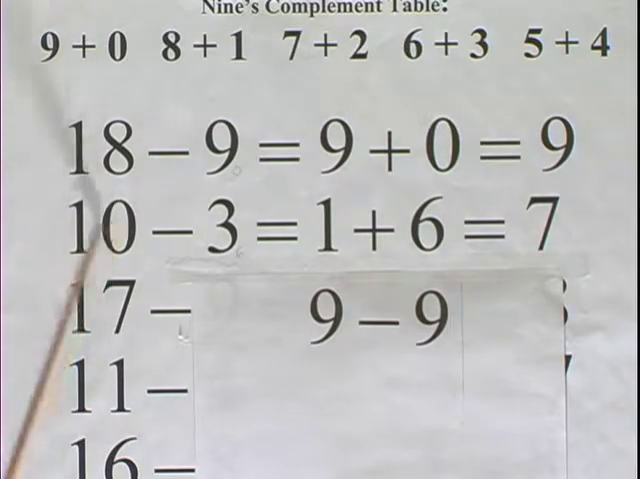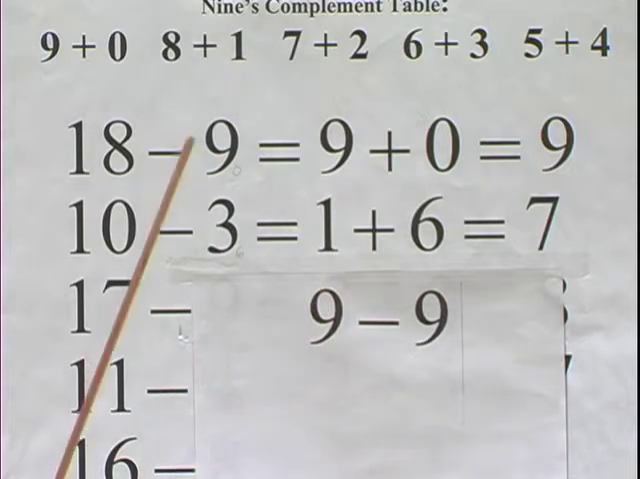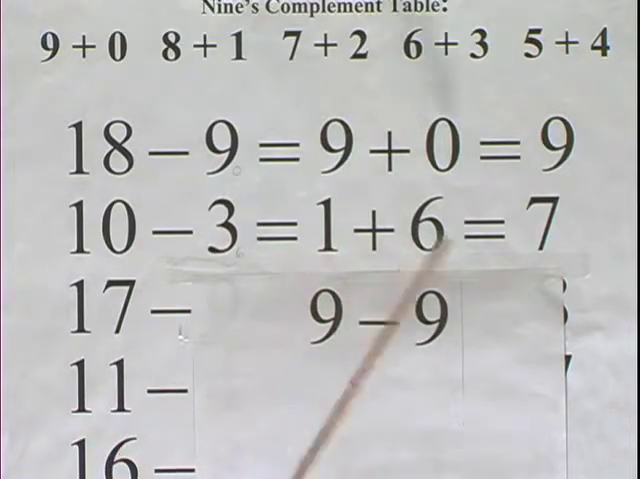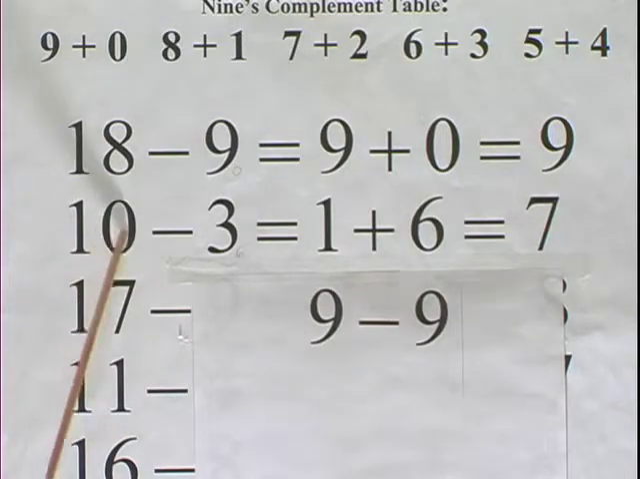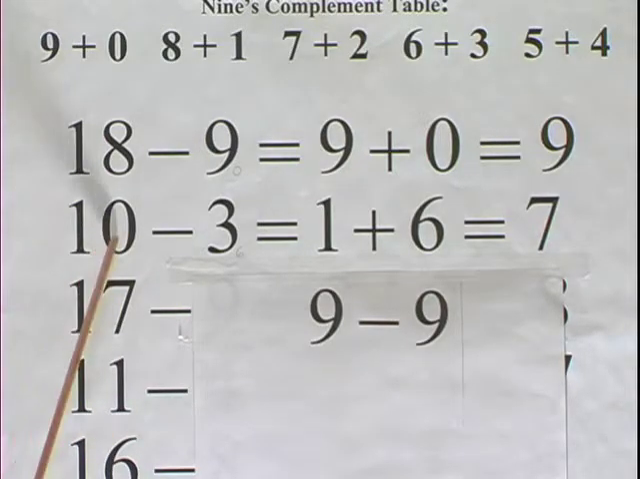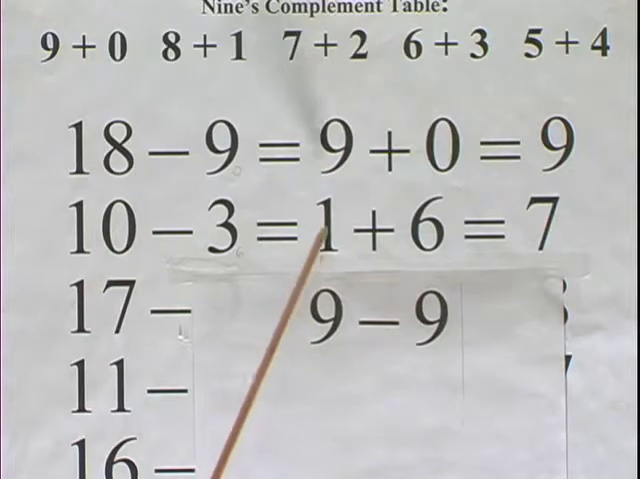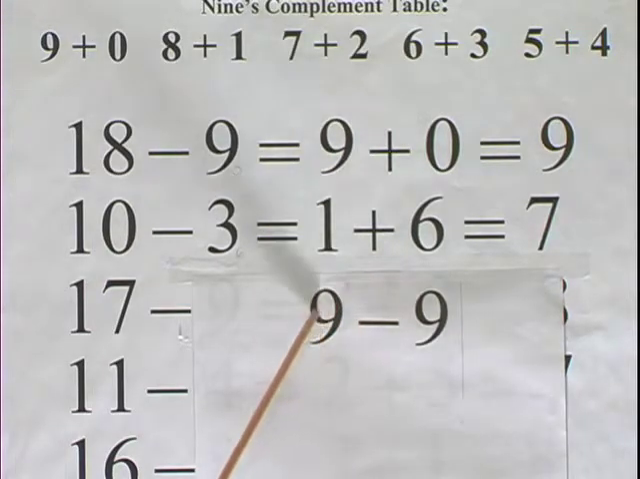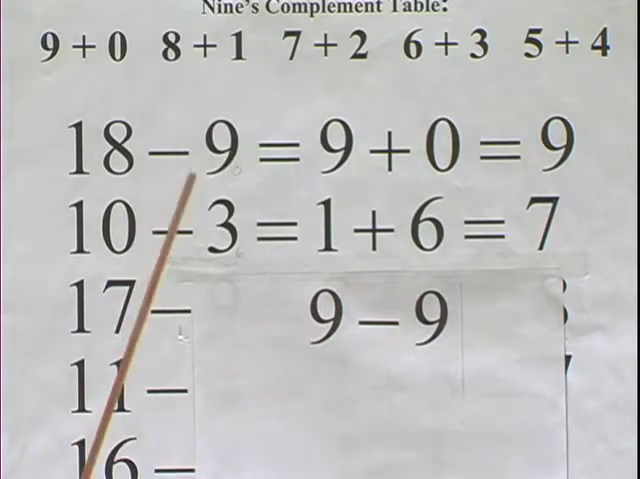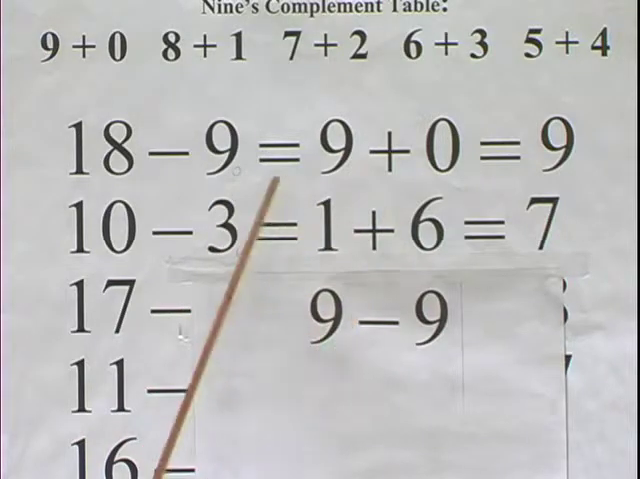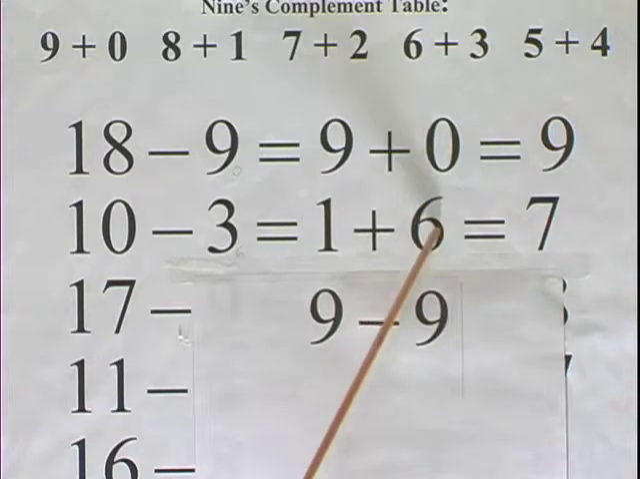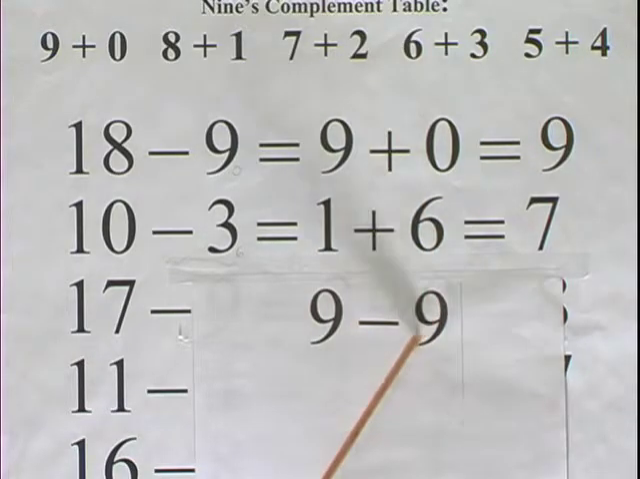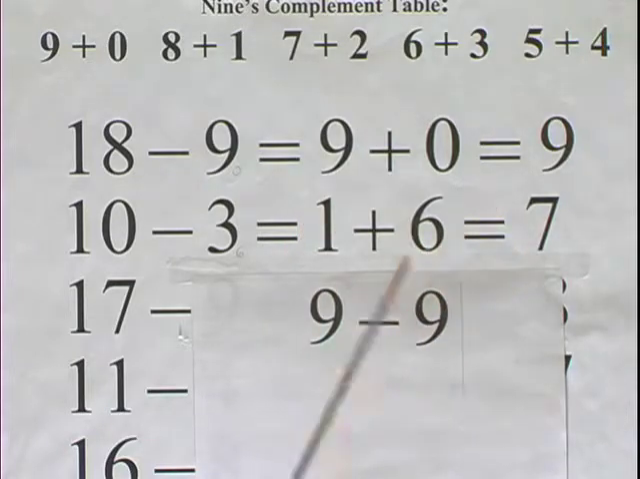Sum of the minuend digits, 1. 9's complement of the subtrahend, 6. Add them, you get a 7. When you take the sum of the minuend digits, 1, you cast out this 9. When you take the 9's complement of 3, or of the subtrahend 3, you get a 6. You cast out this minus 9. So by adding these two, we get the correct difference.